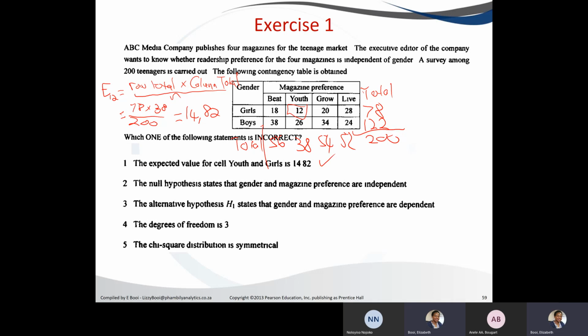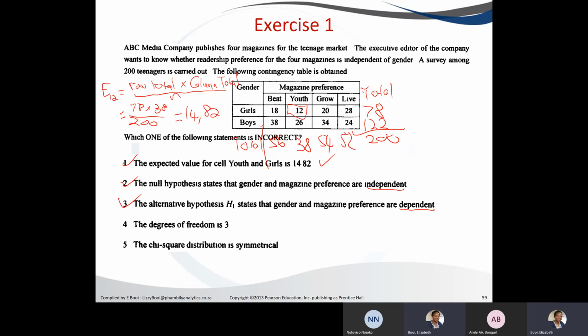So that is correct. It says, number 2, the null hypothesis states that gender and magazine preference are independent. And that is correct, because in your null hypothesis, you always state that the two categorical variables are independent. The alternative will state that they are dependent. If I look there, that is correct, that is correct, that is correct.